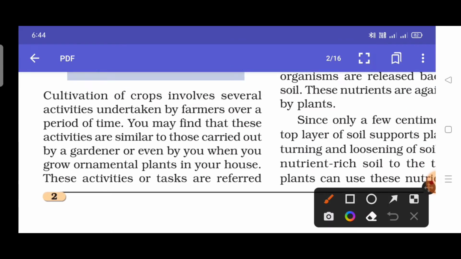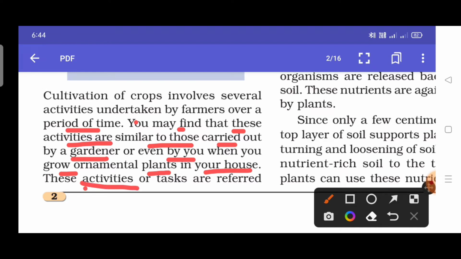Cultivation of a crop involves several activities undertaken by the farmer over a period of time. You may find that these activities are similar to those carried out by a gardener or even by you when you grow ornamental plants in your house. Okay, now we discuss the practices involved in agriculture, or any activity involved during plant growth.